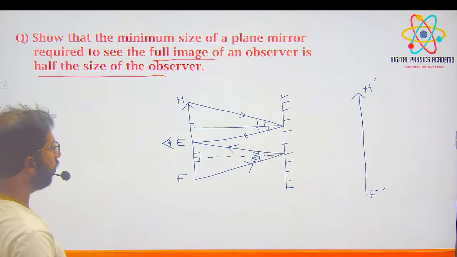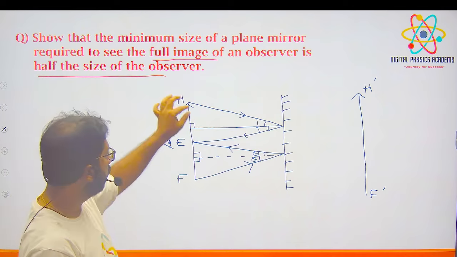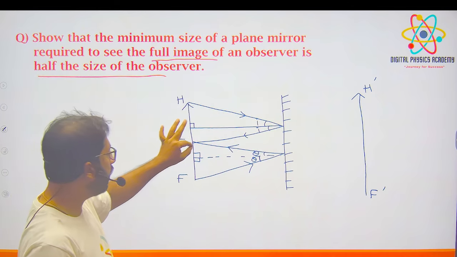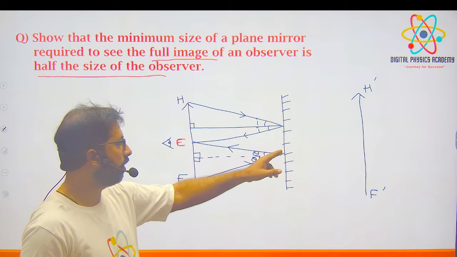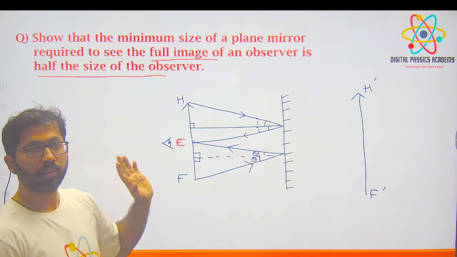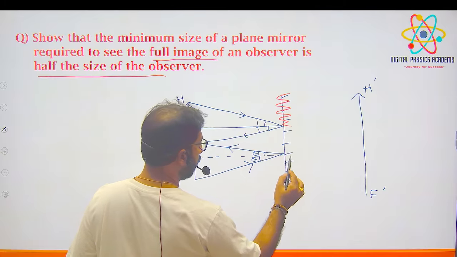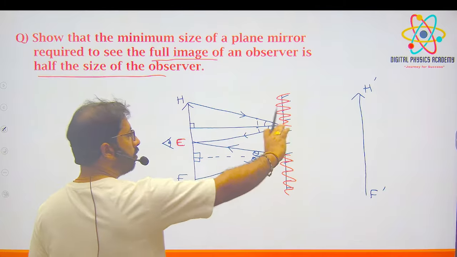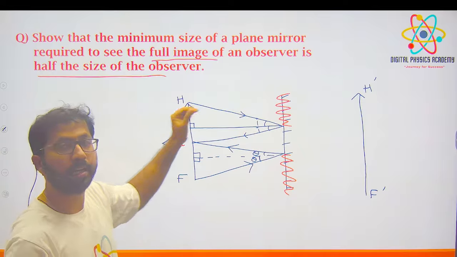Now this part of the mirror is not required, no? Of course, see, because the ray from the head is coming and reaching the eye, and the rays from the feet are coming and reaching the eye. So of course the extra part of the mirror is not required for us. This extra part is not required. We require the plane mirror only this much. That is how much we have to prove. I want to prove it is the person's height by 2.